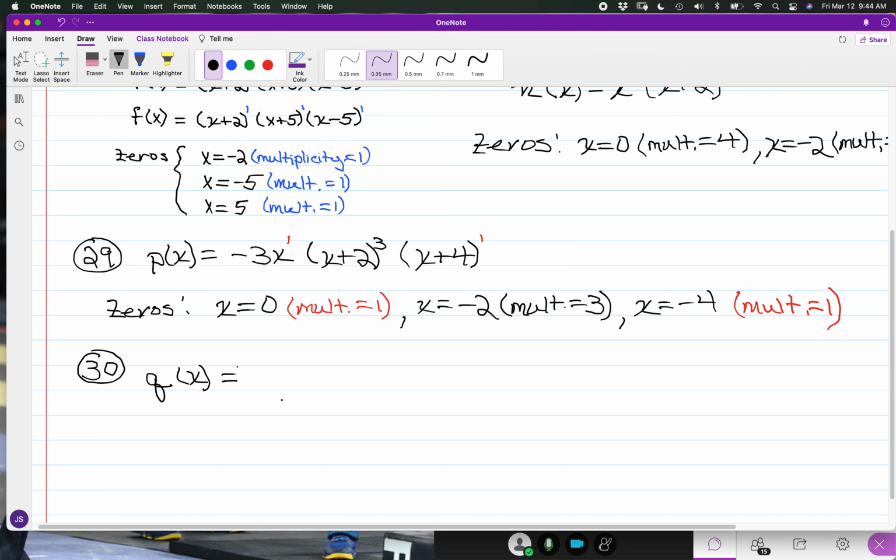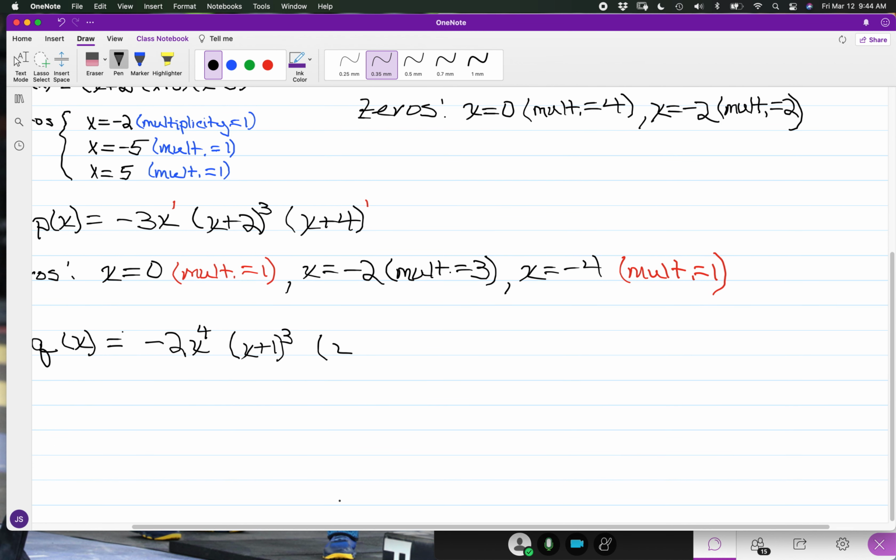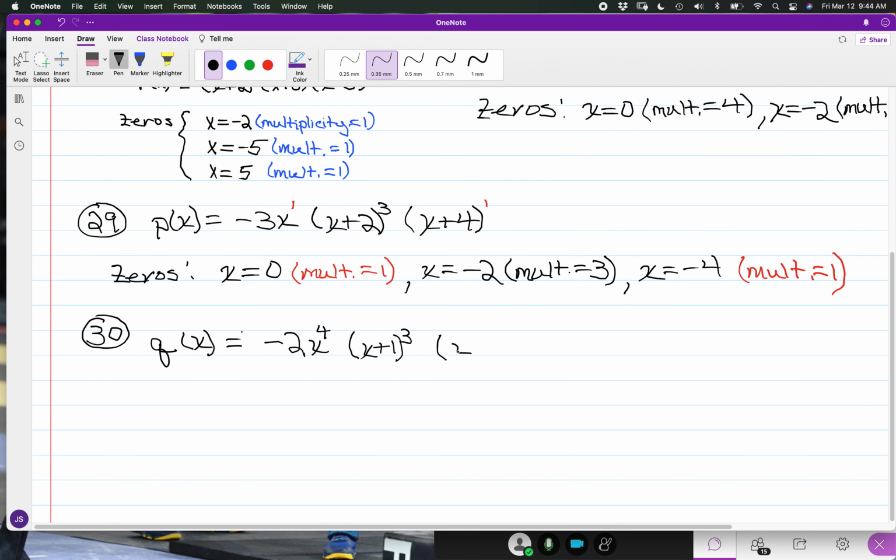And this is also expressed in factored form. So we have negative 2 times x to the fourth, times the quantity x plus 1 raised to the third, times the quantity x minus 2 raised to the second. All right, so q of x, just like p of x, is expressed in factored form.